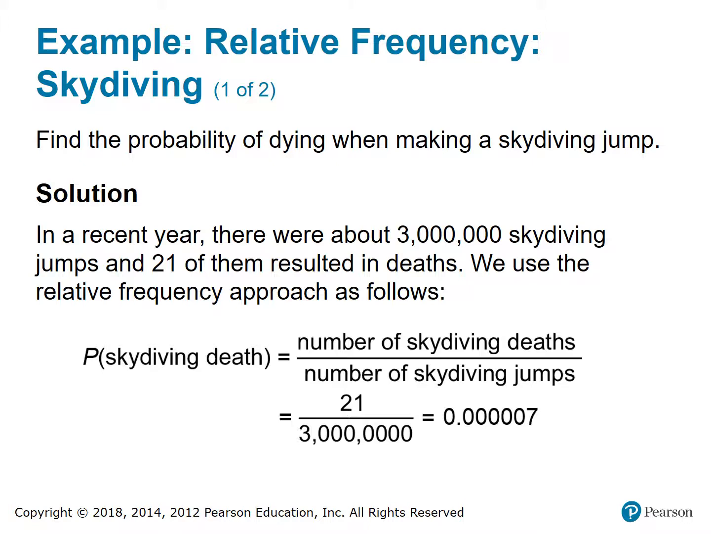We use the relative frequency approach as follows. Number of skydiving deaths divided by the number of skydiving jumps. And so when you look at the 21, you can say, wow, skydiving is kind of dangerous, but when we calculate the probability, we see it's in fact a very low probability. It's less than 1% chance, much less than 1% chance.